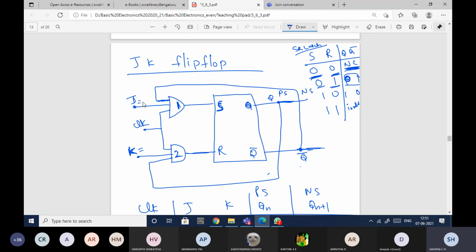Okay, so what is it? J is equal to 1, clock is equal to 1, K is equal to 0. Okay, and the present state I'm considering to be 0. So Q is 0, so Q bar will be equal to 1.